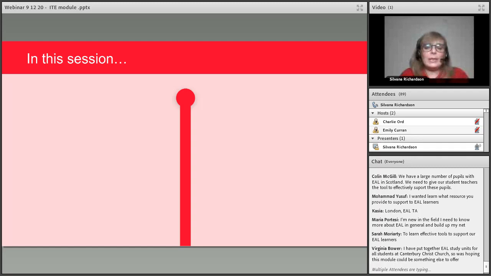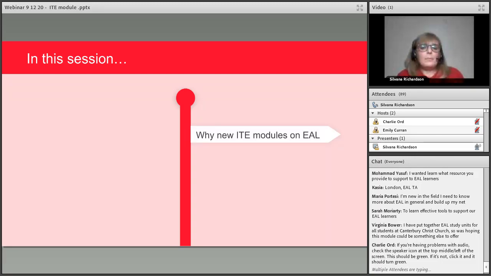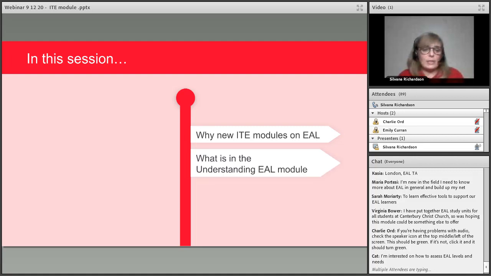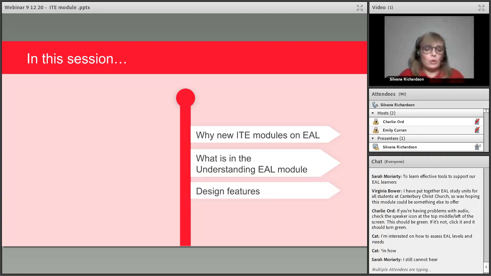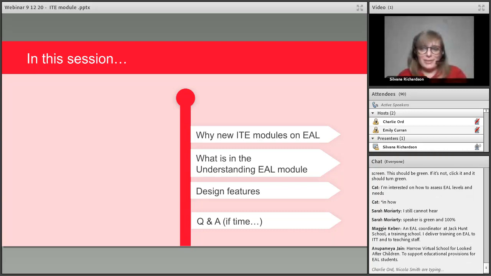Okay, so just a reminder again that I'll be talking about modules that have been specially designed for the training of initial teacher education trainees, i.e. people who are considering and are training to become teachers. So in this session, first of all, I'm going to tell you why at the Foundation we have decided to design new ITE modules on English as an additional language. Then I'm going to be telling you what's in the Understanding EAL module, which is the new module that we have just launched. I'll be telling you a little bit about the design features, and hopefully, if there is time, there will be some time for questions and answers.